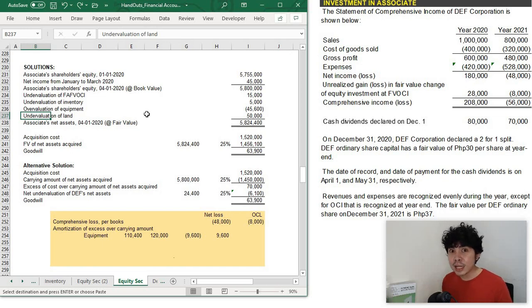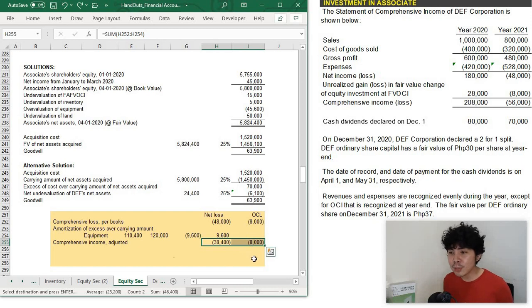So, kaya pwede natin makompute yung comprehensive loss ni associate sa point of view natin. At magkano yun? So, for the net loss, siya ay ngayon 38,400. So, ang net loss talaga ni associate sa point of view natin is hindi 48,000 pesos. Siya ay 38,400 lang. At yung other comprehensive loss niya, since wala naman tayong adjustment, kung ano yung other comprehensive loss niya sa point of view niya, yun din yung sa point of view natin, 8,000 pesos din. And syempre, etong amounts na to ay for 100%.